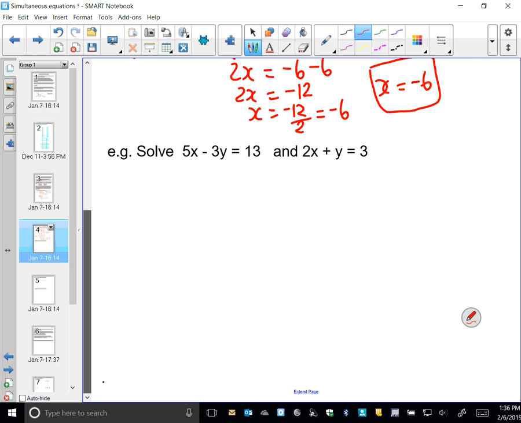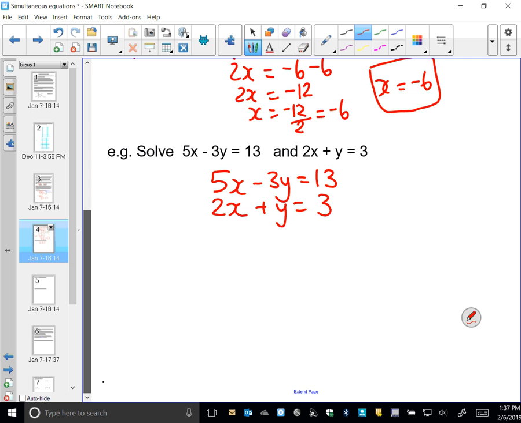Alright, so I've got 5x take away 3y equals 13, and 2x plus y equals 3. So is the number in front of the x's the same but different signs? No. Is the number in front of the y's the same but different signs? No. Okay, so this is where we have to start doing an extra step.